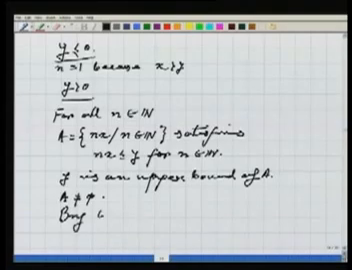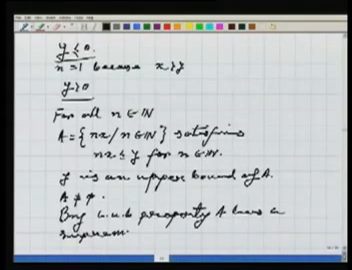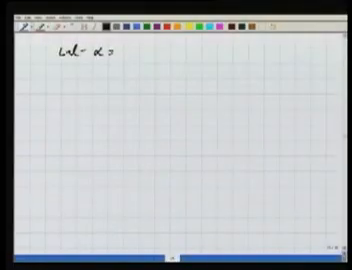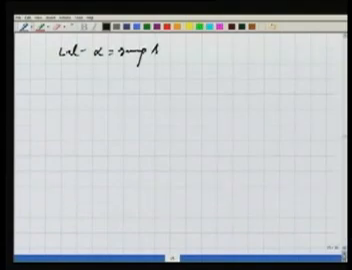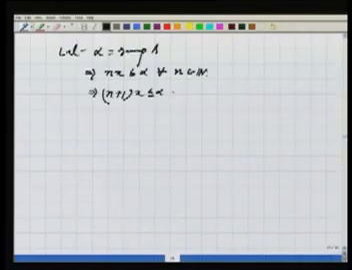By LUB property, equivalently the completeness axiom, A has a supremum. Well, I denote the supremum by alpha, let us say. Let alpha be the supremum of A. In symbol I write alpha is equal to sup A. Well, this implies nx is certainly less than or equal to alpha for all n in N. Well, that also means that (n plus 1)x is also less than or equal to alpha for all n in N, because if n is a natural number, so is n plus 1.